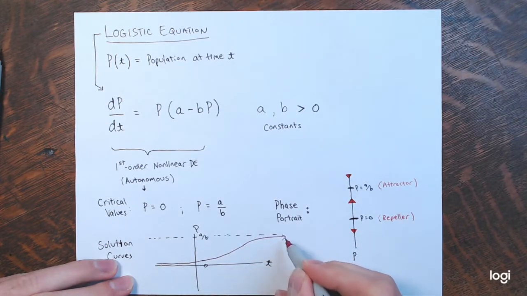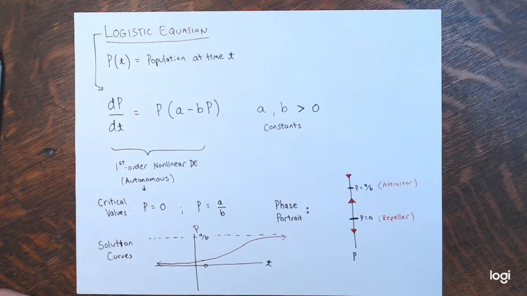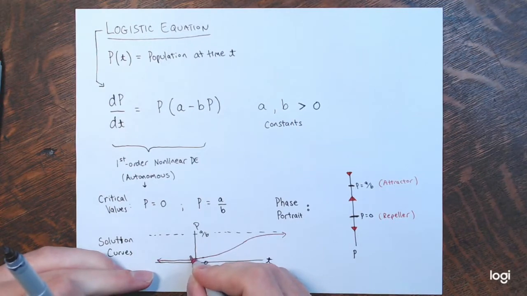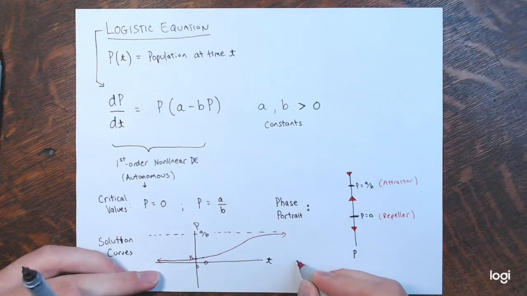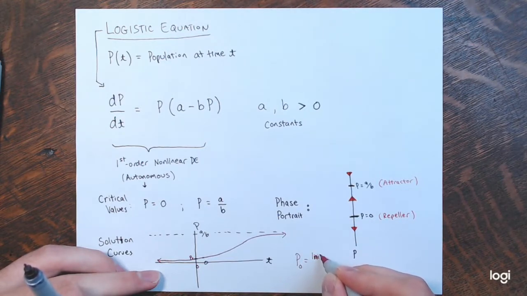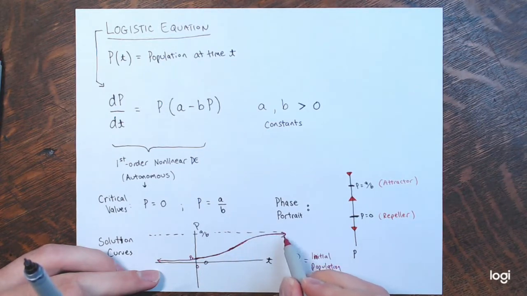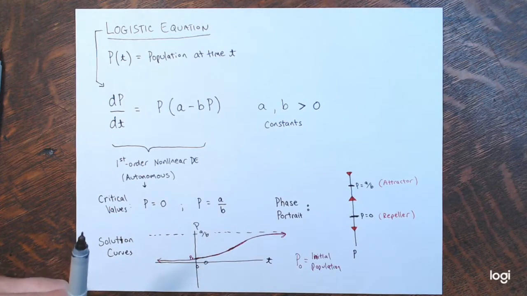you have something like this typically as a typical solution curve, where at time equals 0 you have some initial population, say p sub 0 is the initial population. And then the population grows, almost exponentially at first. It grows at a fast rate, but then at some point, still growing, but growing at a much slower rate, and coming in underneath this p equals a over b.